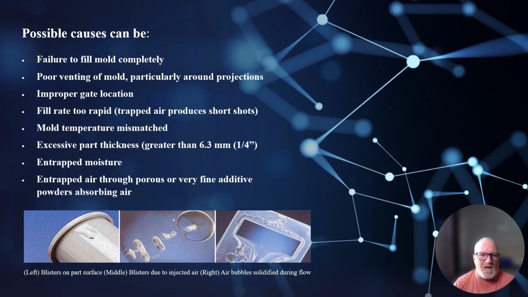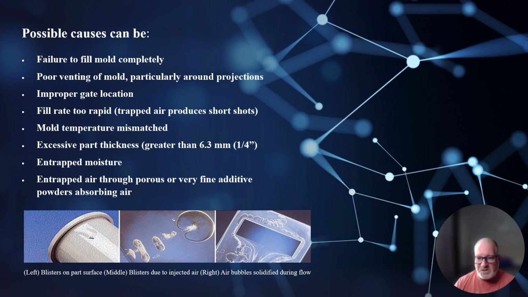Okay, so what we have here are possible causes. The first one, failure to fill the mold completely, poor venting of the mold, and flow partially around projections, like areas on the tool. So let's say you have a rib or a boss or something, flowing around that area sometimes is hard. Improper gate location, fill rate too rapid, trapping air, or a process or procedure that produces short shots. Okay, so think about it this way: if you're shooting too fast, it traps that air and causes it to not fill out that part. So you got to think about that too.